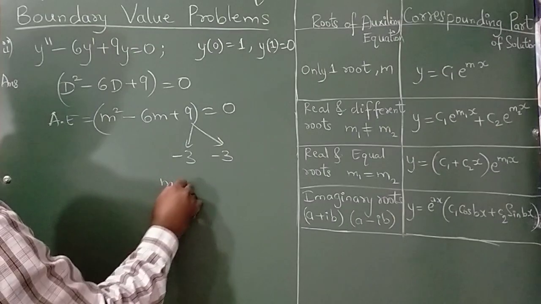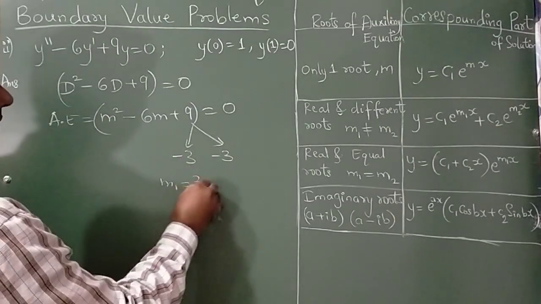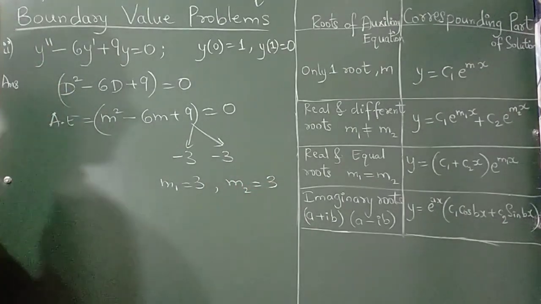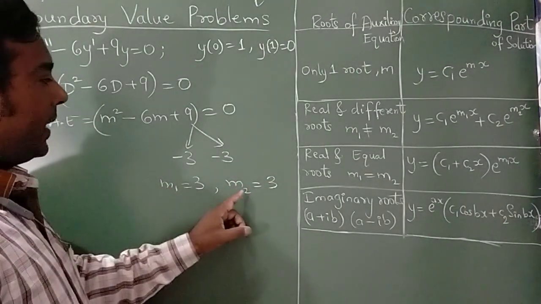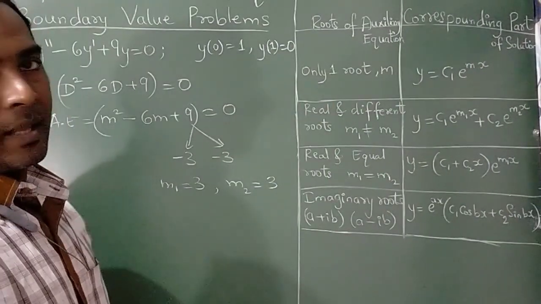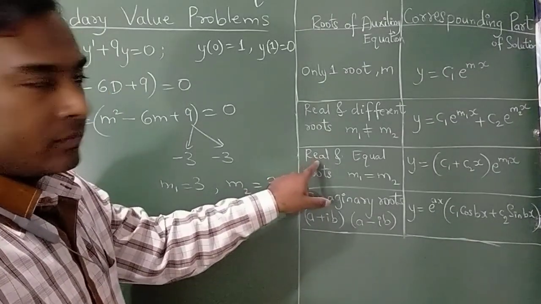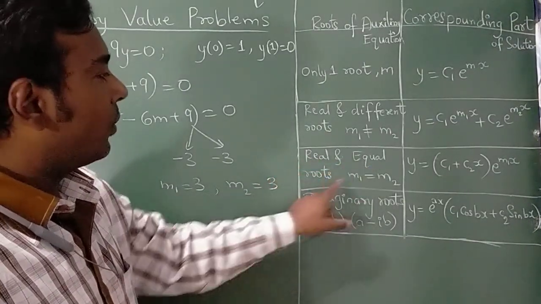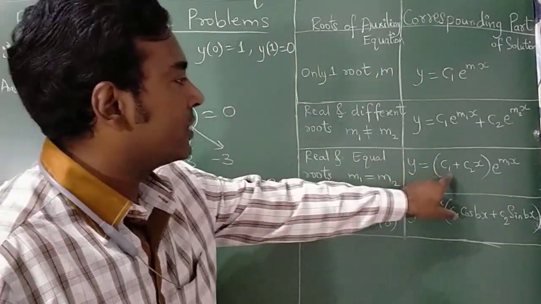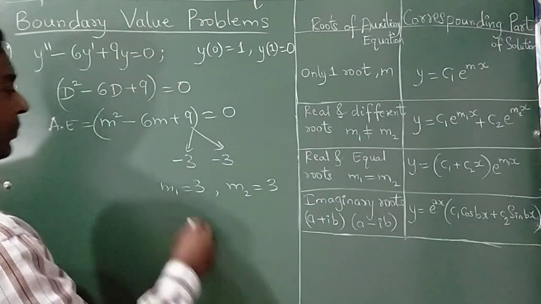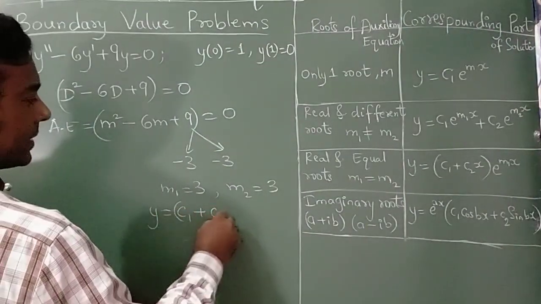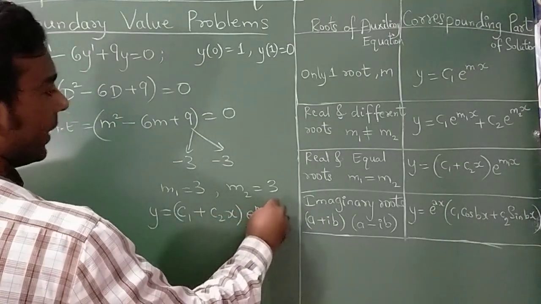So this will become m1, but instead of minus, you need to write plus. Now this will become m2. Instead of minus, you should write a plus. Fine. So m1 and m2, both the numbers are same. So in this table, this is the one which is matching, real and equal roots. So m1 is equal to m2. So what I must write the solution? Y is equal to c1 plus c2 x into e raised to mx.